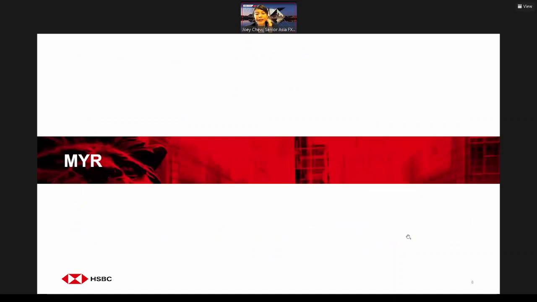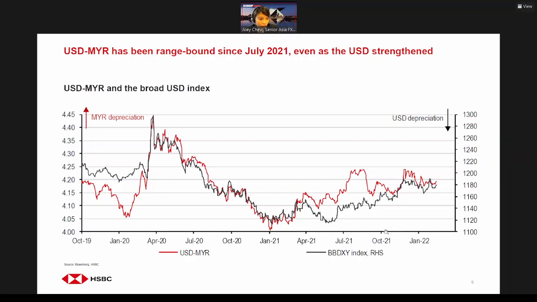So on the back of this, what does it mean for dollar ringgit? Now, I would just point out that even though we expect the dollar to remain supported, this has been the case since July 2021. You can see this black line here, the broad dollar index. It's been rising since July 2021. But through this time, the dollar ringgit exchange rate has been in a range, so it hasn't actually responded to the broad dollar index rising. It's just stabilized, moving sideways instead of moving upwards.